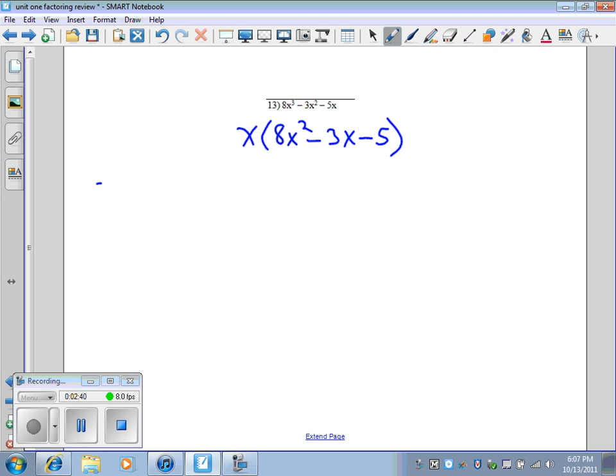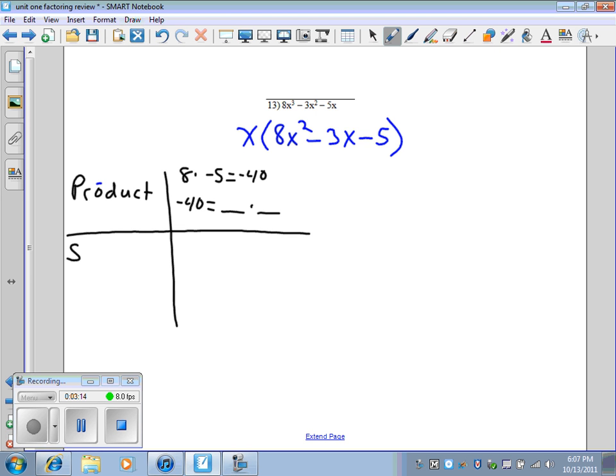Now, this trinomial, the coefficient of x squared is not 1. So I have to do the whole sum product grouping method. So the product. If I multiply 8 times 5, I get negative 40. So I want 2 numbers that multiply to give me negative 40, but add to give me negative 3.